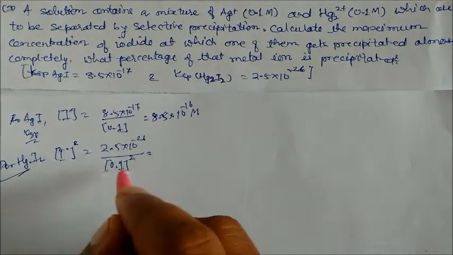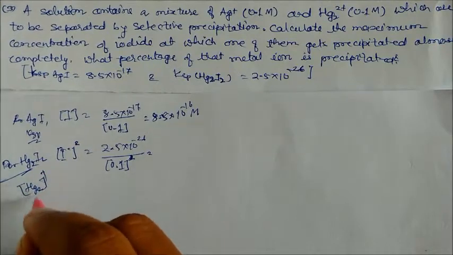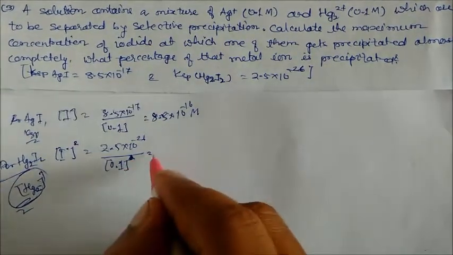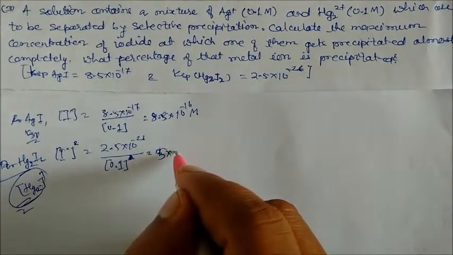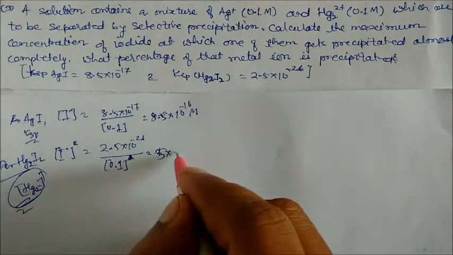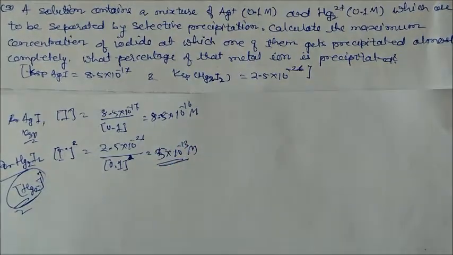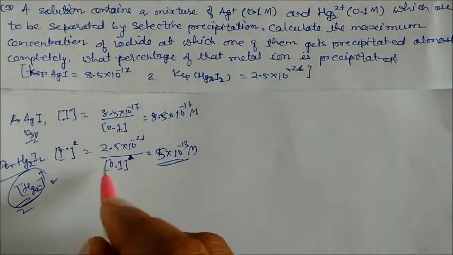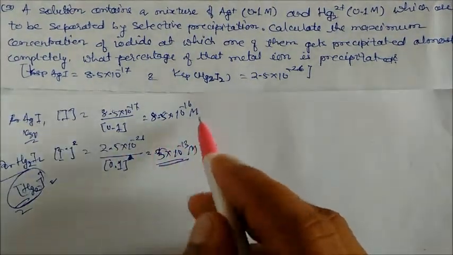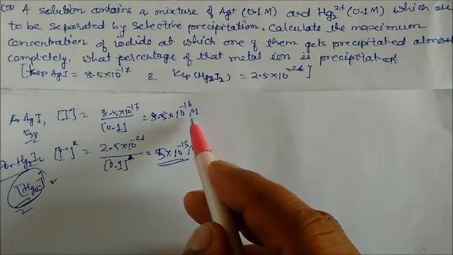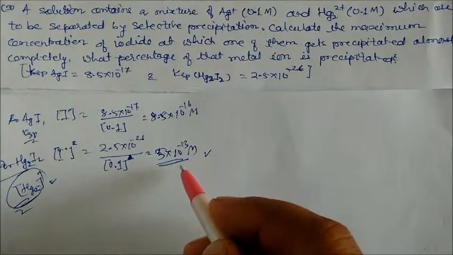This is not squared; this is Hg2 2+, which is nothing but Hg+. So just take care, we can't take a square here. If you write it here, it becomes 5 × 10^-13 molarity. So this is basically the answer. This is the iodide concentration for mercury. Now we can compare which is lesser. This is less, so this will precipitate first, and the other will precipitate later on when it reaches this much concentration.